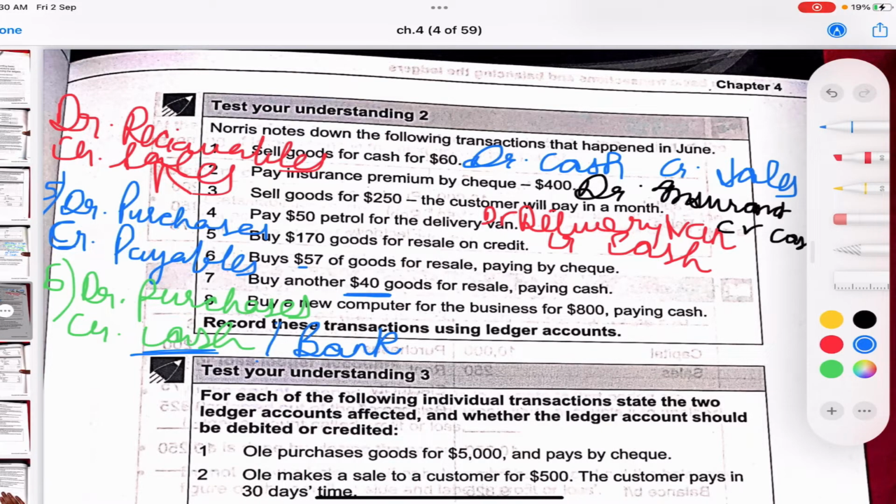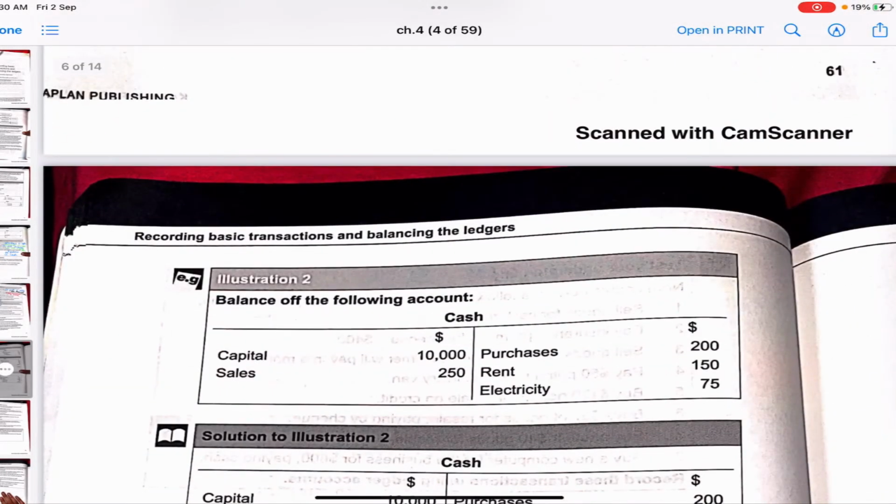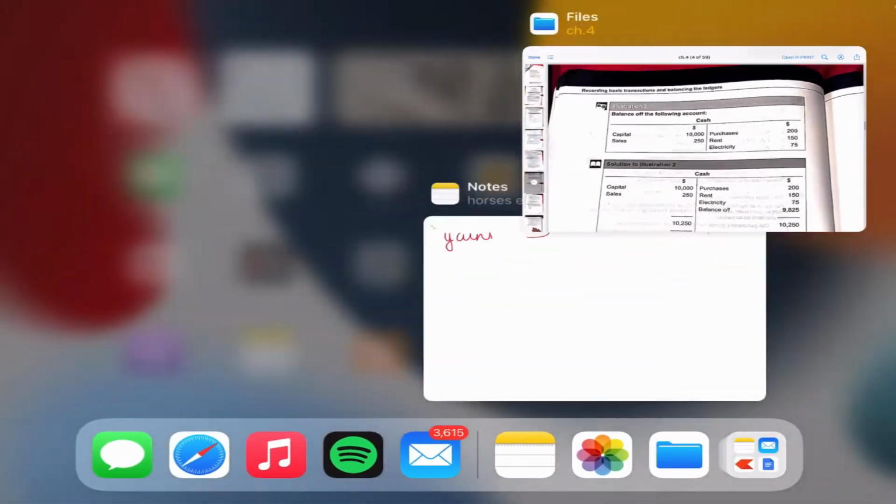Computer is an asset, right? So the computer is increasing. So the computer account gets debited and cash gets credited. So these are our journal entries. Now we need to put them down in the form of the ledgers. So now you know how to put them in the ledgers, but still we will just make the ledgers.